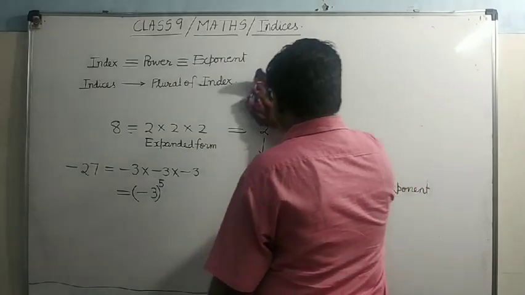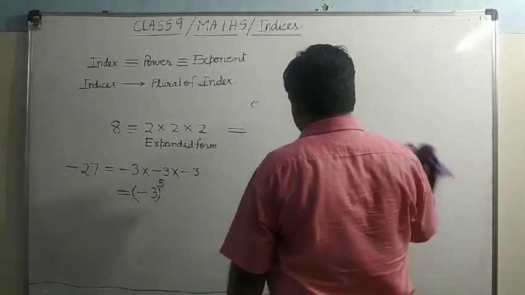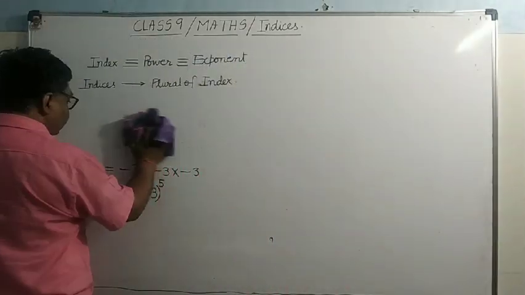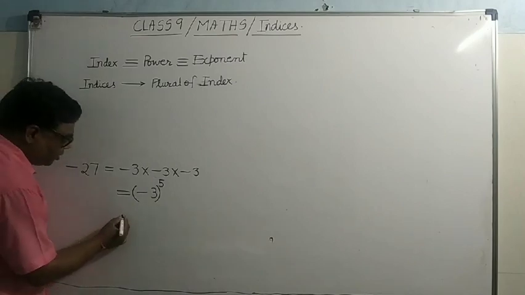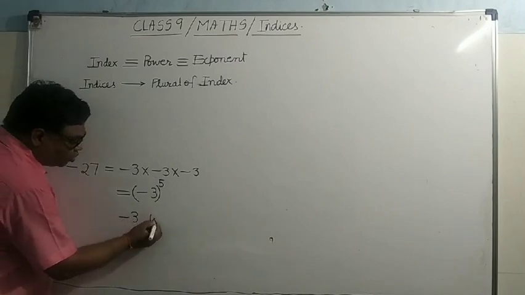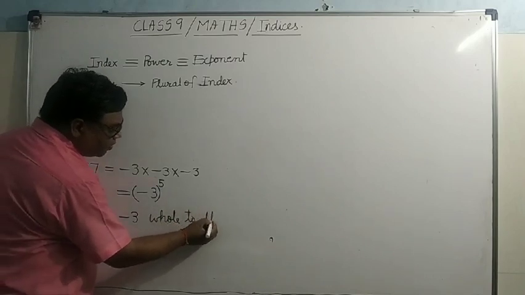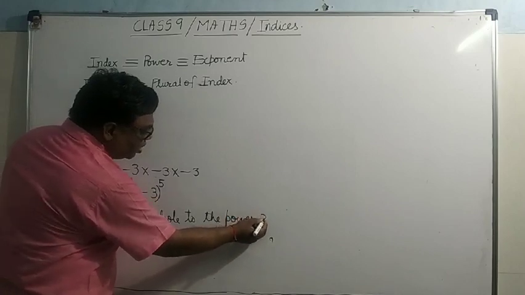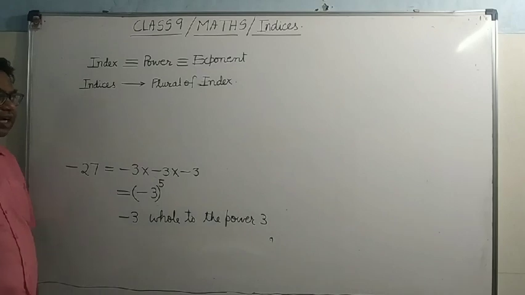You see here. What will you read it? Minus 3 whole to the power 3. Because the bracket is written, that's why we will use the term whole to the power. Whole to the power means the power is on the minus sign as well as on 3.